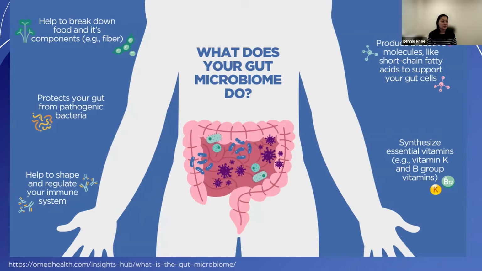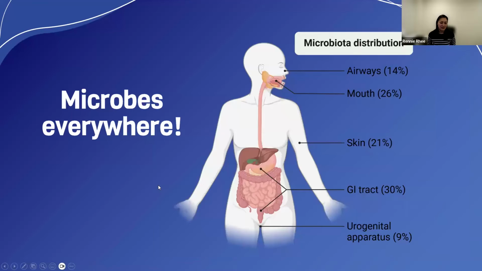The bacteria also produce molecules like short-chain fatty acids, which help support the health of our gut cells. They can protect our gut from harmful or pathogenic bacteria, and they can synthesize vitamins like vitamin K. And then we'll talk a little bit about how important the bacteria are in shaping and regulating our immune system. But beyond the gut, there are microbes throughout our body. Pretty much any surface that is in contact with the air has microbes in it, from the airways, the mouth, the skin, and many other areas.